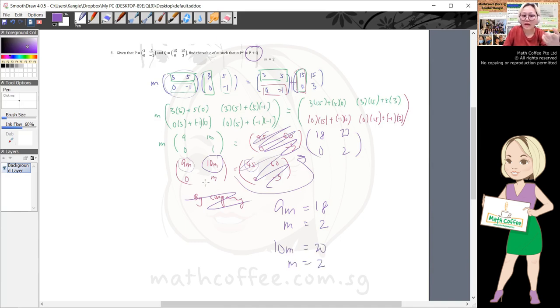Of course, whatever m you have, it should tally. So in the end, therefore, m is equals to 2. Okay, so this is supposed to be a plus, not multiply. I make a mistake. So this is question 4. Okay, let's move on.